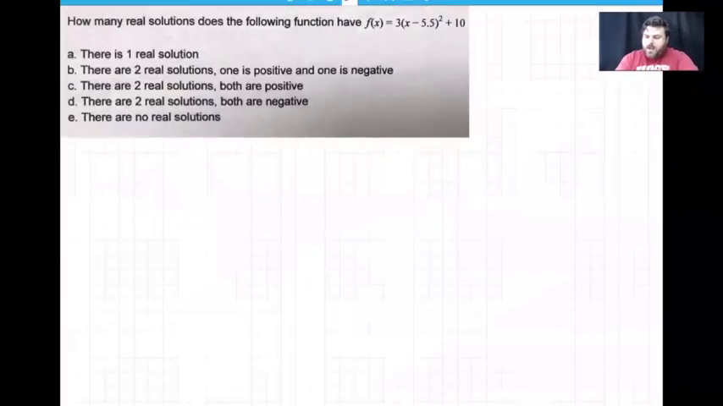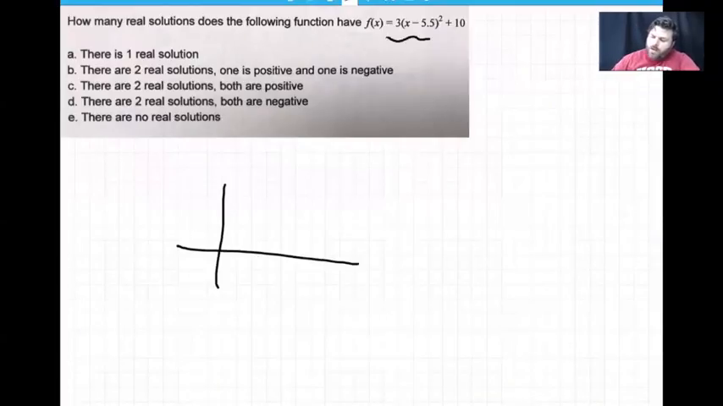Next problem. How many real solutions does the following function have? f of x equals 3 times x minus 5.5 squared plus 10. All right, so this is asking how many real solutions does it have? So I think back to, how many times does it cross the x-axis? Now, thinking about this form, what form are we in here? That looks like vertex form. So vertex form is always the easiest: the number to plug in here, and then the number that remains.